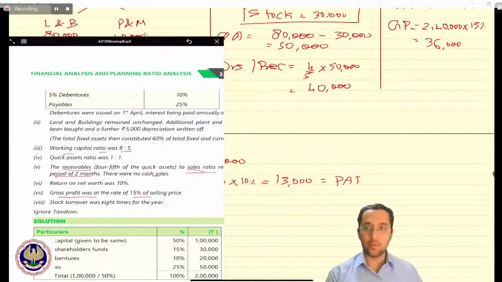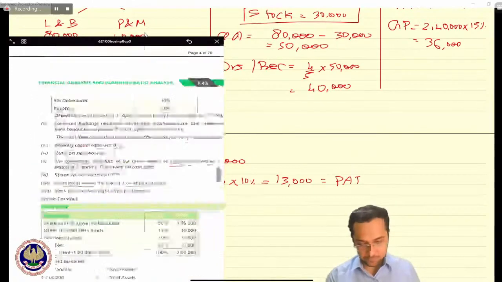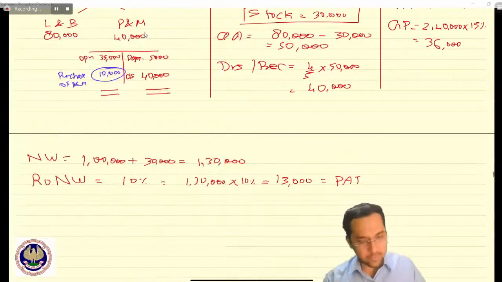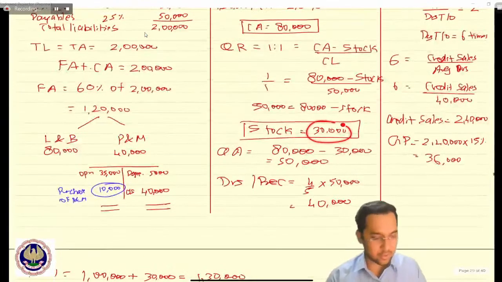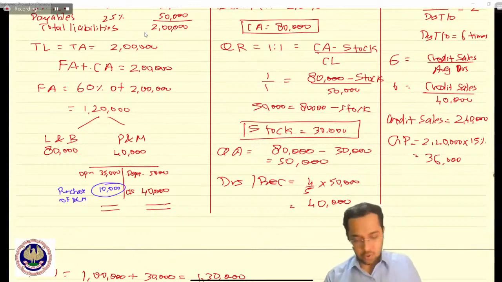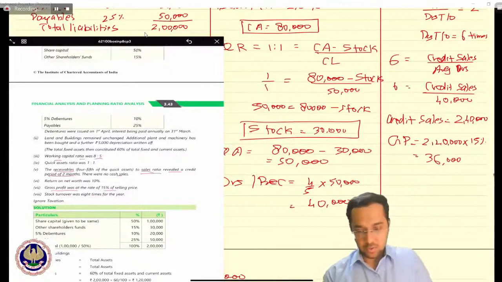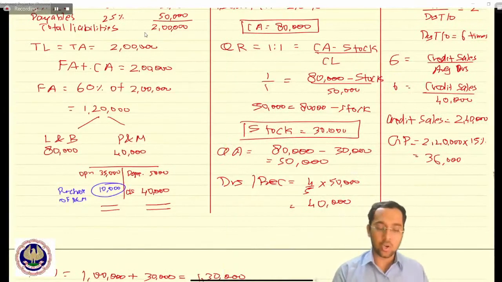Stock turnover will be helpful for us to get the value of stock, because I need to have the amount. In fact, we have got the stock also as 30,000. So I have to use this stock turnover was 8 times. I use that stock turnover as 8 times.